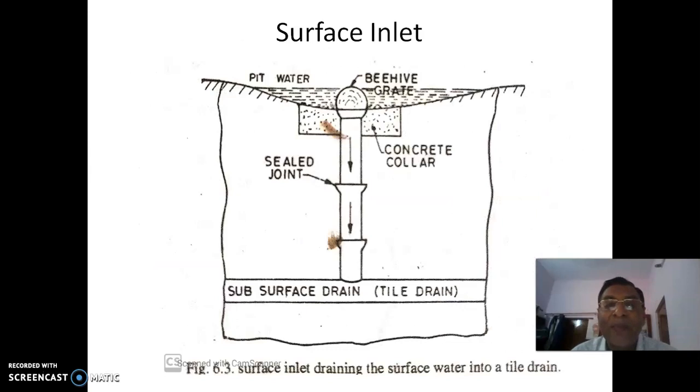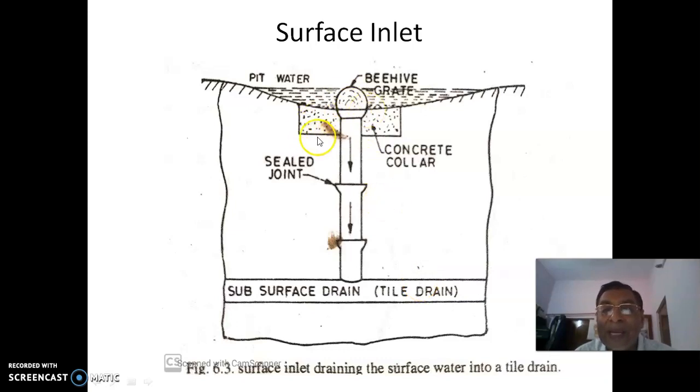Okay, this is a surface inlet, with a grade, and you can see pit water. Some of this water is simply taken down here, to a subsurface drain. This is called surface inlet draining: draining the surface water into a tile drain. From the surface we are directly connected to an inlet, and then there is a subsurface drain, which is also called a tile drain.